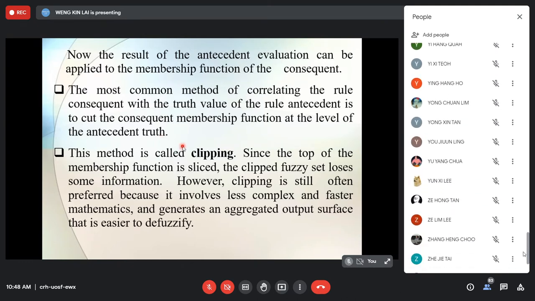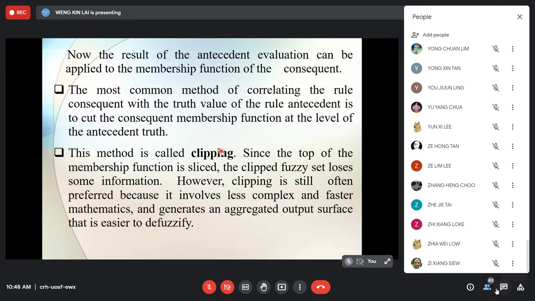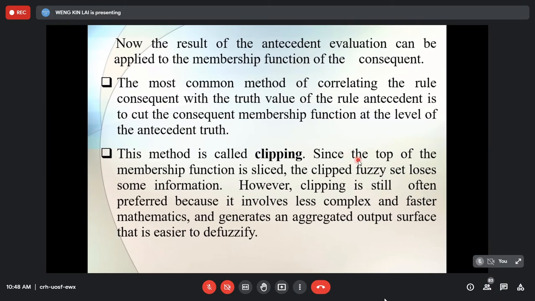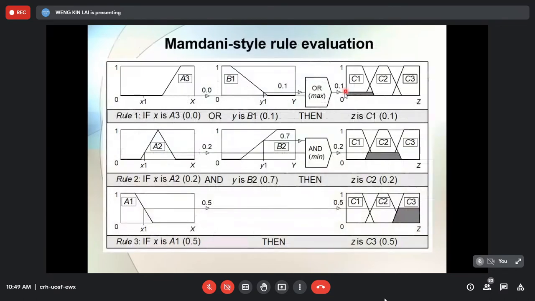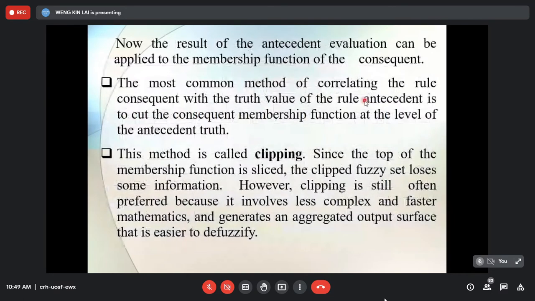This method is known as clipping. You clip that consequent membership at that level of your antecedent truth. Since the top of the membership function is cut away or sliced, the clipped fuzzy set loses some information. That's the downside of that. Because you clip the thing, you're losing some information. That's why it's always like this in engineering. You can't have everything. You will lose something.